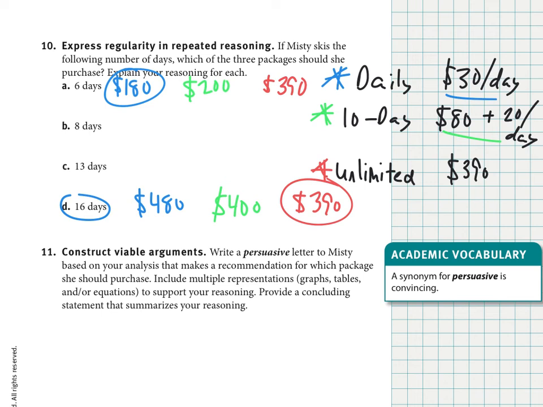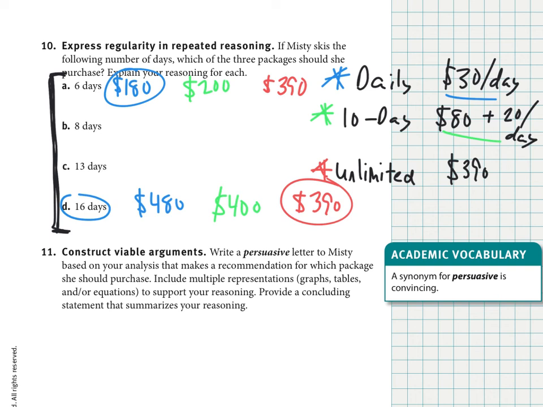Just by understanding how these rates work and understanding the slopes and the y-intercepts, you're able to calculate and figure out which option is going to be best for you. Now, of course, you need to have an idea how many days you plan on using it before you make your purchase. But these are the kind of things you would think about when trying to save some money on a purchase like that.